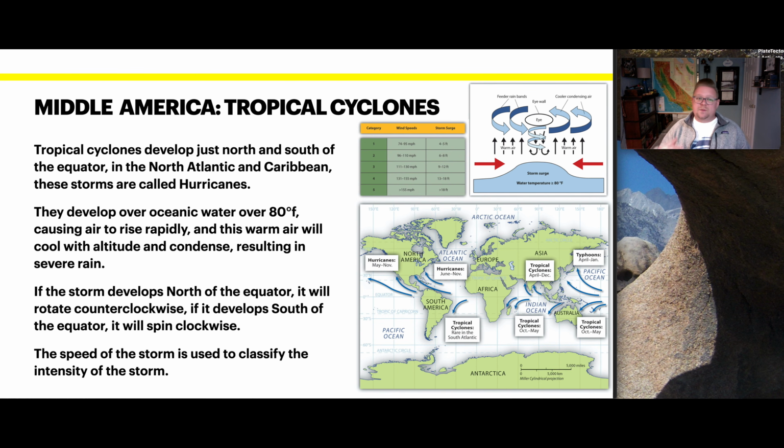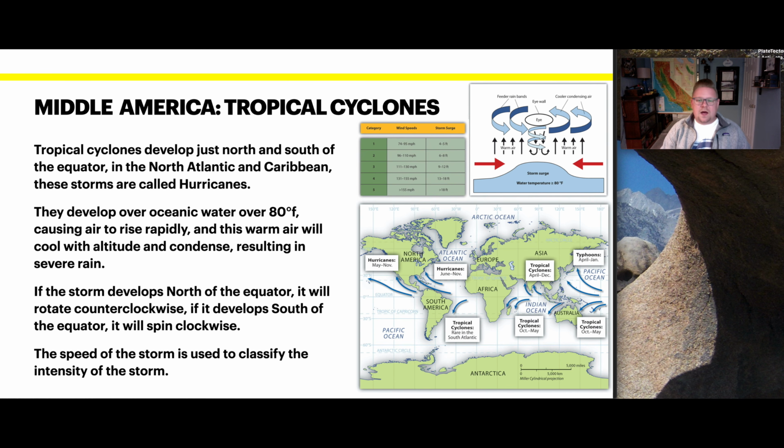If the storm develops north of the equator, it will rotate counterclockwise. If it develops south of the equator, it will spin clockwise. Be sure to check out my other lecture video on extreme weather, where I explain a little bit more about how these operate and how they work.